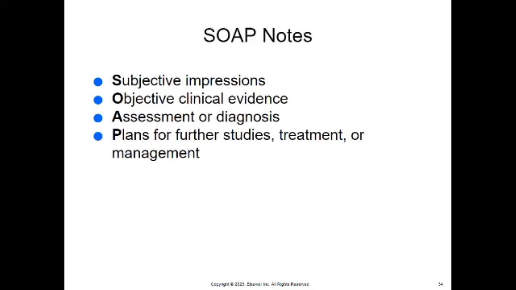Okay, so now we're going to talk about SOAP notes. SOAP notes are subjective impressions, objective, which is clinical evidence, assessment or a diagnosis is A, and P, plans for further studies, treatment, or management. Progress notes follow the SOAP note approach. Some medical offices use an E in the record to represent evaluation. Others include E for education or R for response.